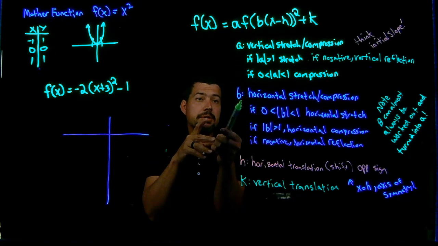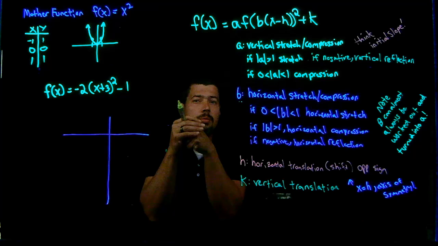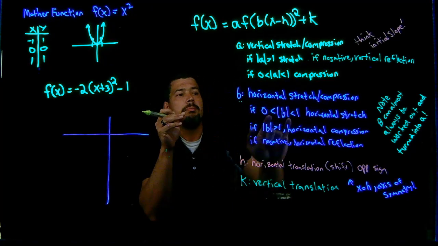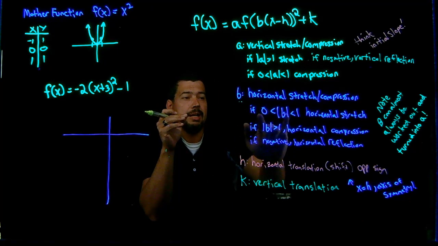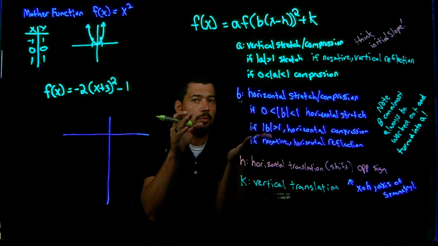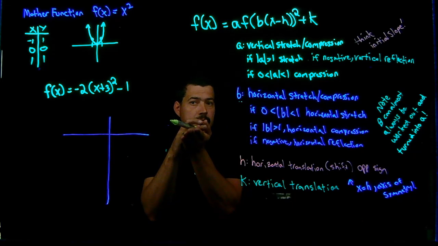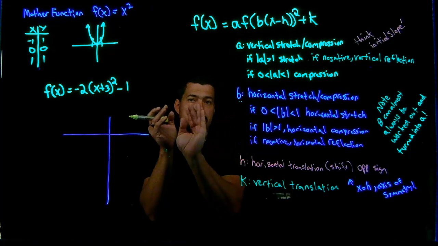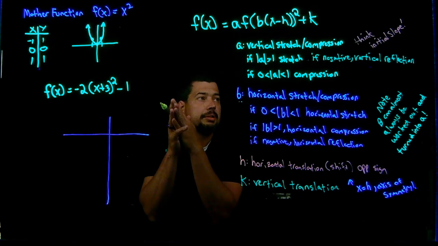Speaking of horizontal stretches, that gets us to b. b is what we call a horizontal stretch or compression. Now, it works opposite of a. So if b is a fraction, it's a horizontal stretch. If b is a whole number greater than 1, it's a horizontal compression. If it's negative, we have what's called a horizontal reflection. It's flipped like that, which is kind of interesting.